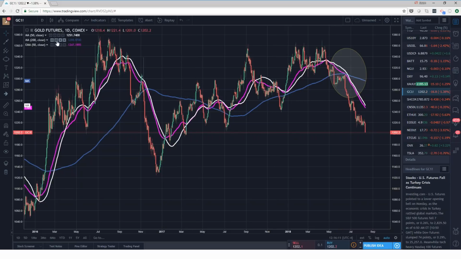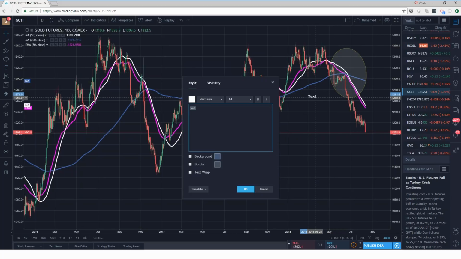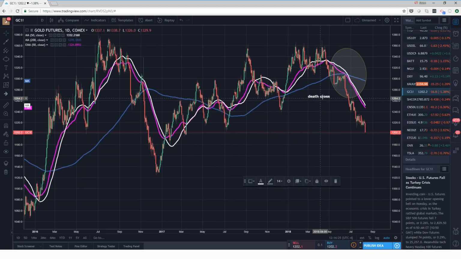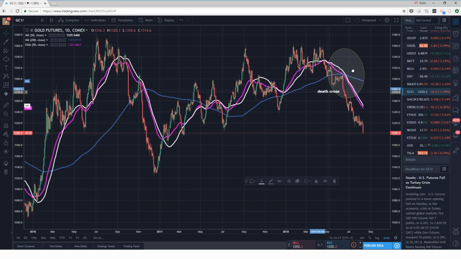Again, the 50-day is white, the 200-day is blue. So when you have a 50-day cross under a 200-day, that is what's known as a vaunted death cross. So if you've heard that term before, some of you may be familiar with it, some of you may not, or some of you may have heard it and not exactly know what it means. This is when a shorter term moving average crosses under a longer term moving average.